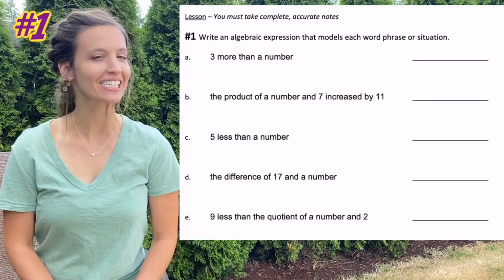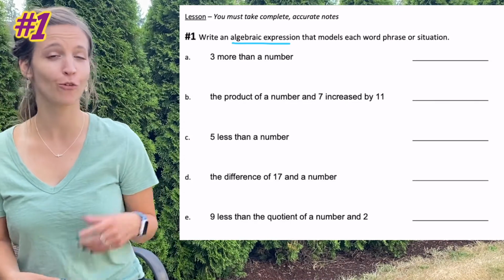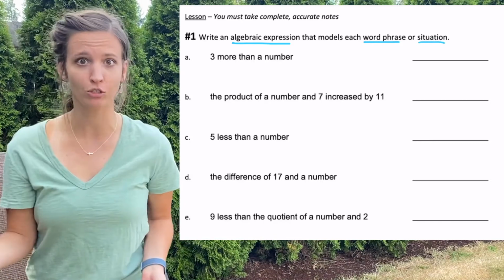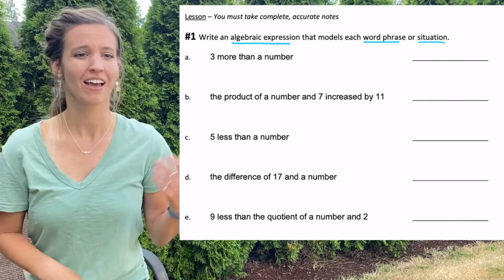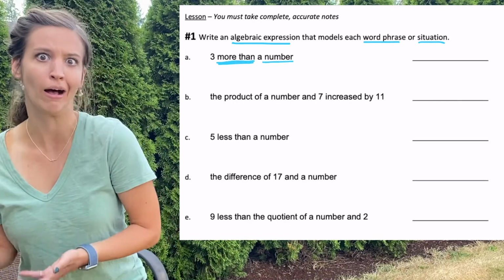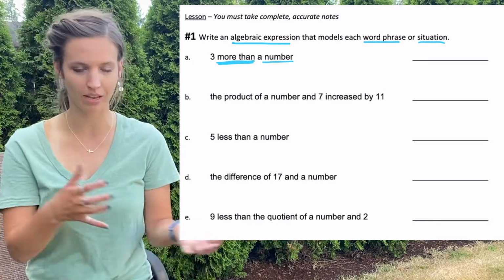Okay, so today's lesson is all about algebraic expressions. First we're just going to start with reviewing how to translate an English phrase into an algebraic expression. So let's take a look at these. A says 3 more than a number. We want to translate that into an algebraic expression. So we're taking words and making it math.